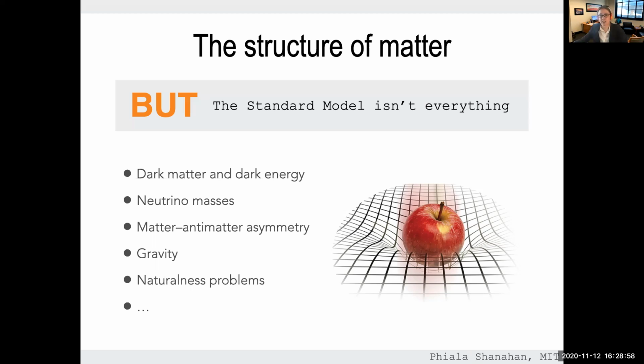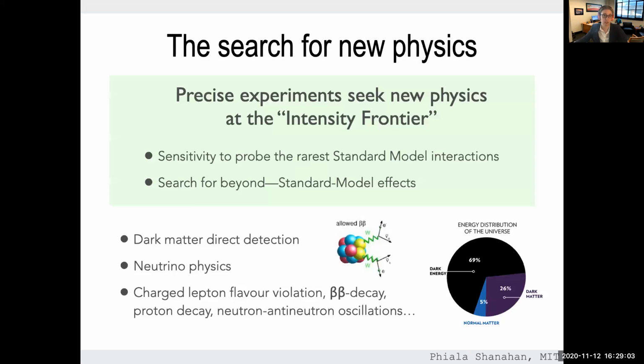And just one class of experiments searching for physics beyond the standard model is particularly relevant to the discussion of this talk. And that's experiments at what we call the intensity frontier. That's experiments where we're looking to probe the rarest standard model interactions and look for beyond standard model effects. So things like dark matter direct detection fall into this category, neutrino physics, many other examples.